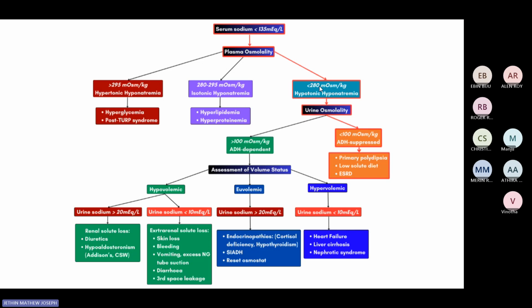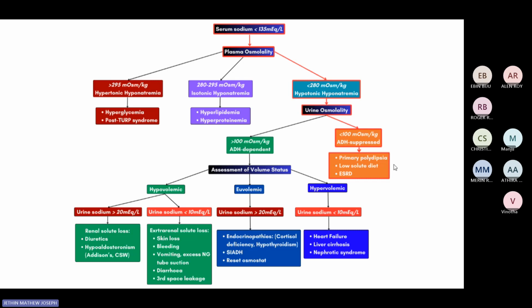So we've found out that the patient has hypotonic hyponatremia. Urine osmolality wise, the patient has high urine osmolality. So we've covered all the causes in high urine osmolality. So what if urine osmolality is less than 100? What if it is low? Urine osmolality less than 100 means that your urine is dilute. So your urine is dilute, your ADH is not reabsorbing water, your ADH is suppressed.